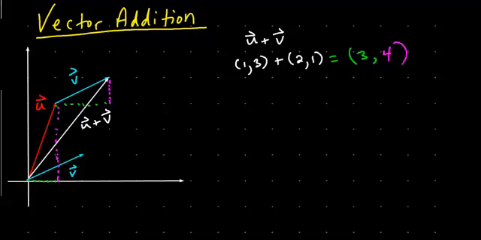So to get the value in the x direction, if we consider it as a position vector starting at the origin, we simply add the two x values of u and v. To get the value in the y direction, we simply add those two. 3 plus 1 is 4. So that vector is represented by 3 in the x direction and 4 in the y direction. Okay?